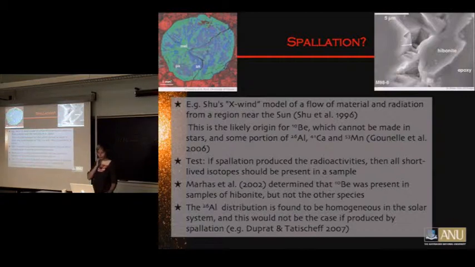And certainly, if we look at the distribution of aluminum-26, it's found to be fairly homogeneous in meteoritic samples, and this would also not be the case if it was produced by spallation. And this is certainly one piece of evidence that stellar nucleosynthesis was responsible for making most of this isotope.